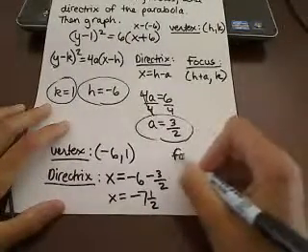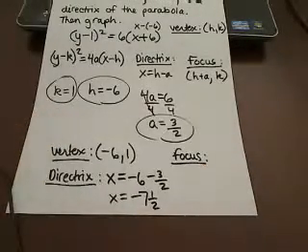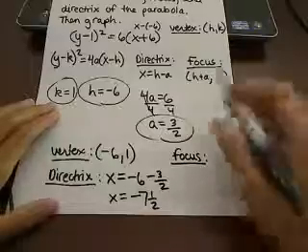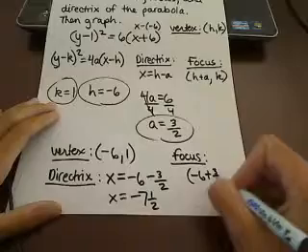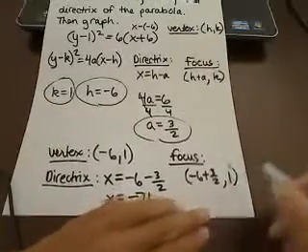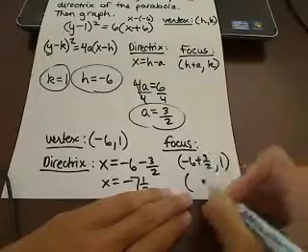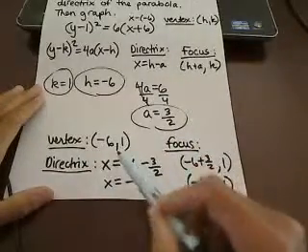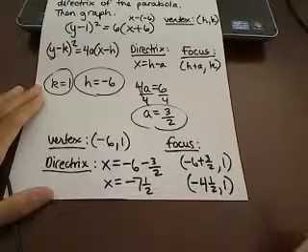Okay, and the focus is an ordered pair point that sits generally in front of the parabola, and this one is h plus a, k. So negative 6 plus 3/2 comma k is 1. Okay, so this is 1.5 minus 6, so this is negative 4.5, 1. All right, so here's the vertex, the equation of the directrix, and the focus point, negative 4.5, 1.